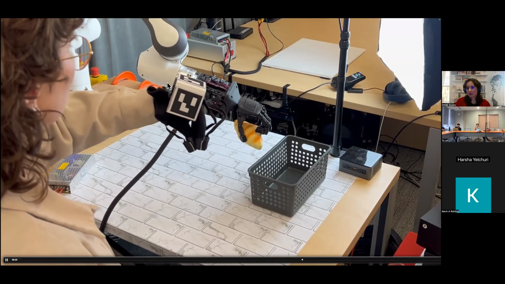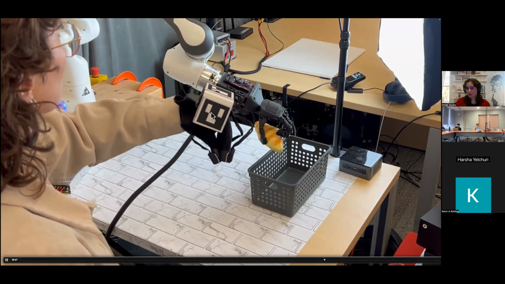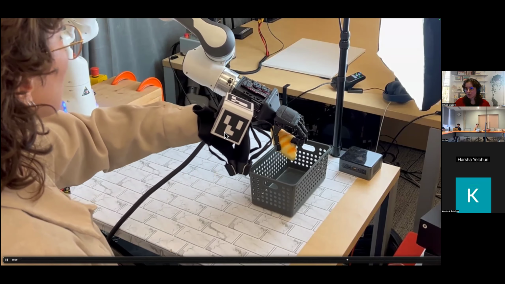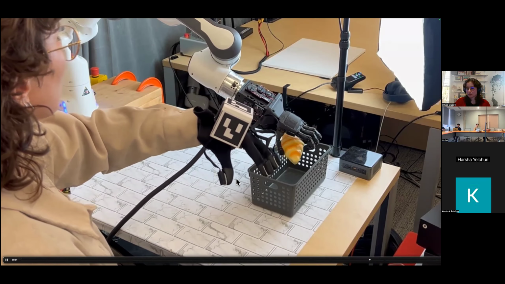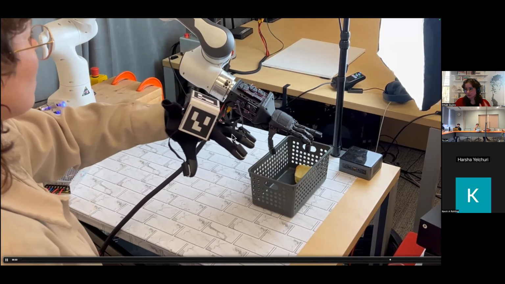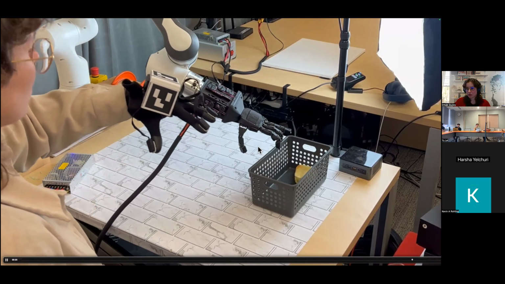Yeah, this is a teleoperation that we did. We just attached two ArUco markers on the Manus gloves and then operated with the whole hand.